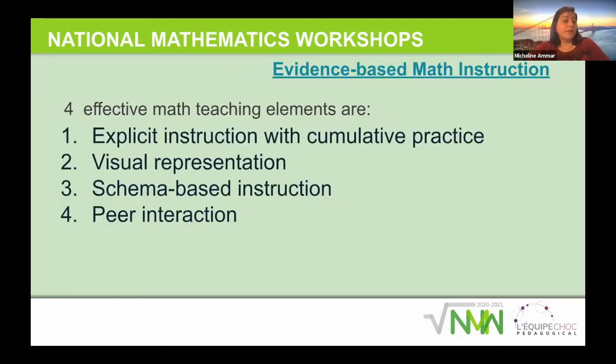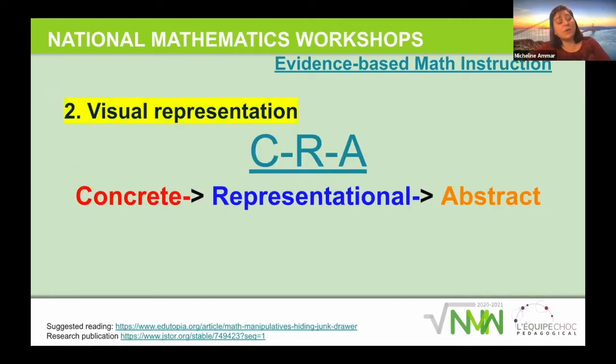Of course, there are four effective math teaching elements that are actually researched, tested and approved: explicit instruction with cumulative practice, visual representation, schema-based instruction, and peer interaction. We will only focus on the second one, the visual representation. And this is where I'm going to present you the model CRA. CRA is a model that is used in the teaching of math. C stands for concrete, R for representational, and A is for abstract.